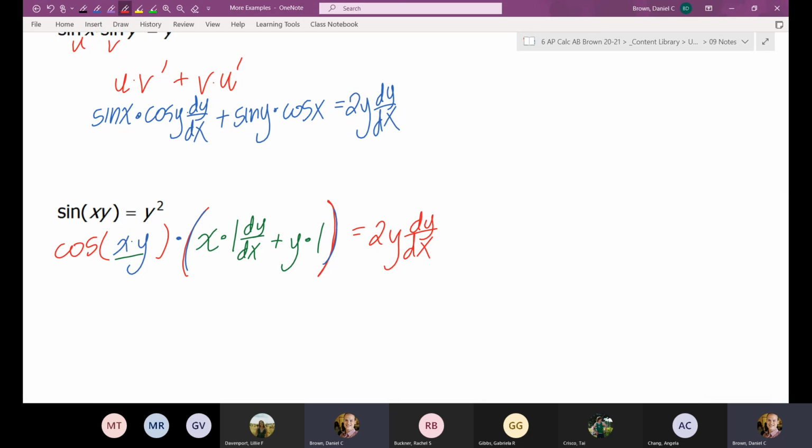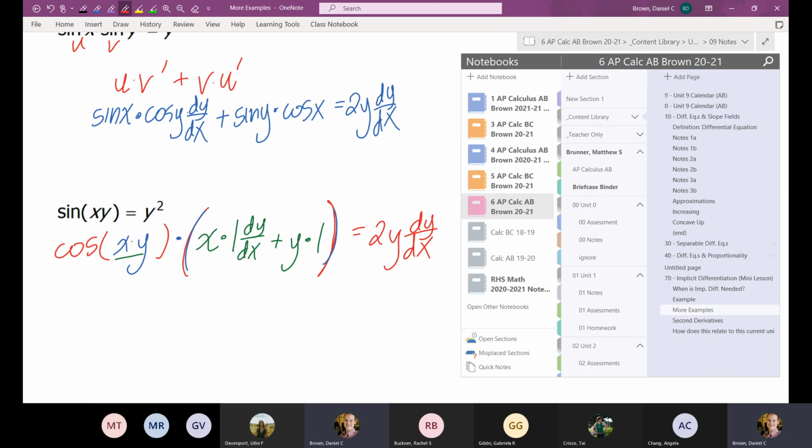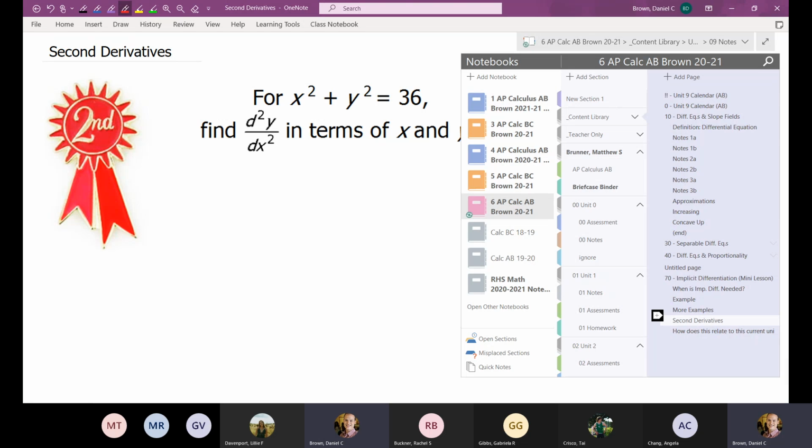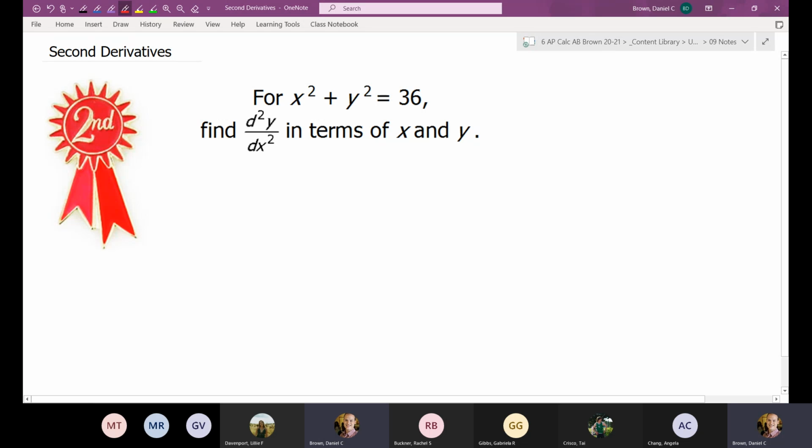So one more review. Let's look at this example and then we'll use this to merge back into Unit 9 material. So I have x squared plus y squared equals 36, and we want to find the second derivative. This notation just means the second derivative. I don't pronounce it any differently. I just look at that symbol and know it's the second derivative.